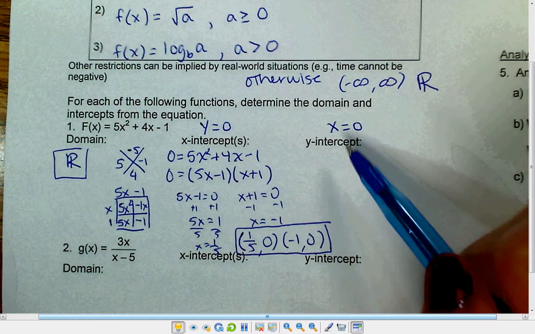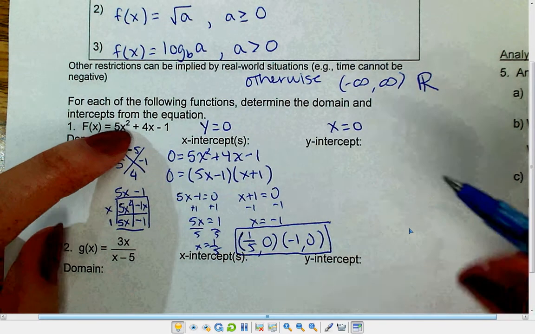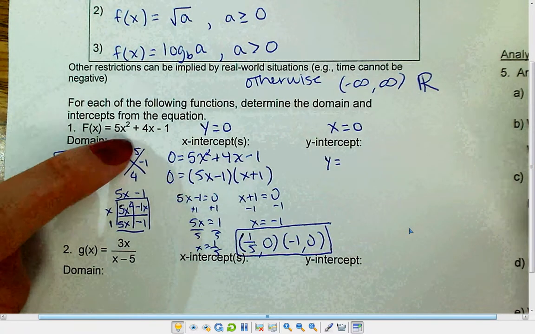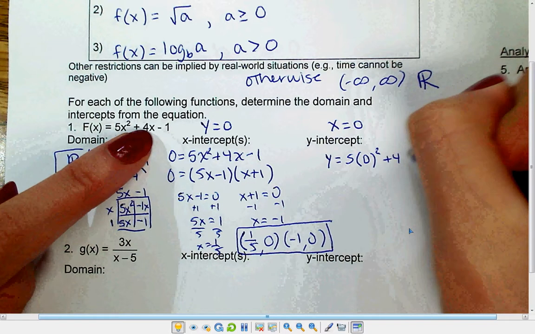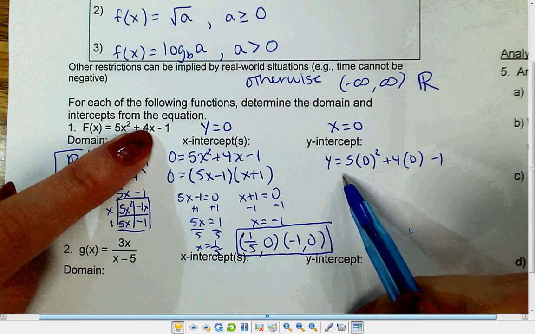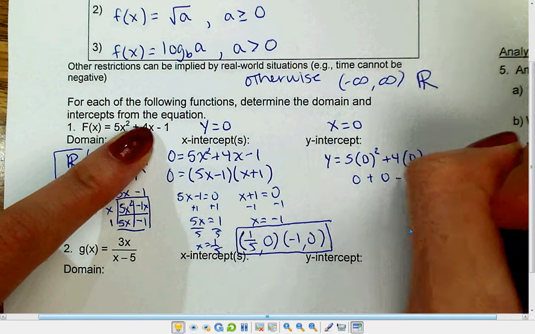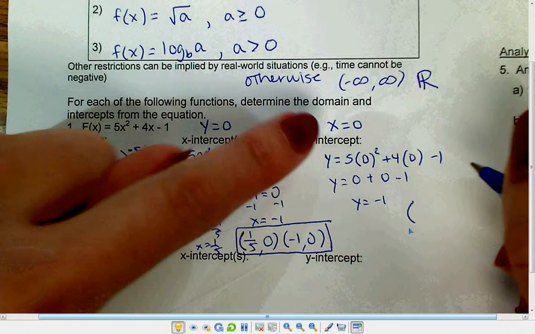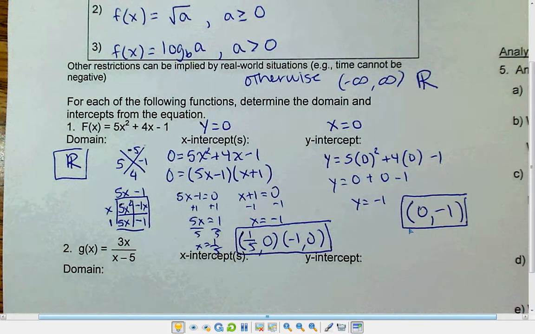Now my y-intercept, now my x is 0, so this is easy to do because all I'm doing is plugging in to my x here. So I'm looking for my y, my x is 0, so I'm just plugging into my original equation. So I have 0 plus 0 minus 1, so my y value is -1, and my x is 0, so this is my point for my y-intercept.